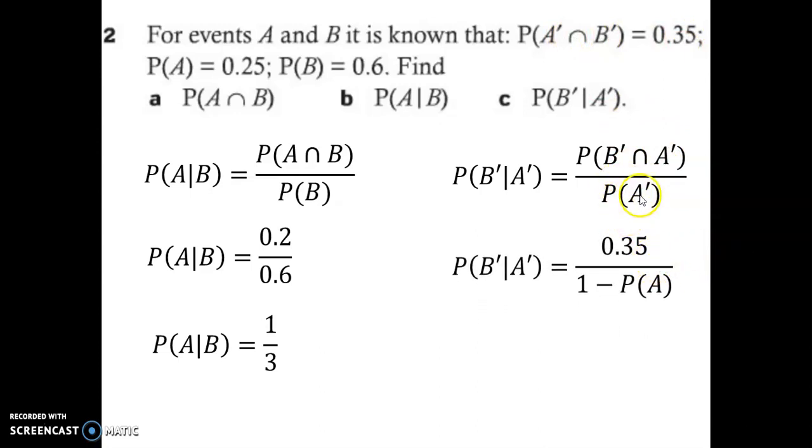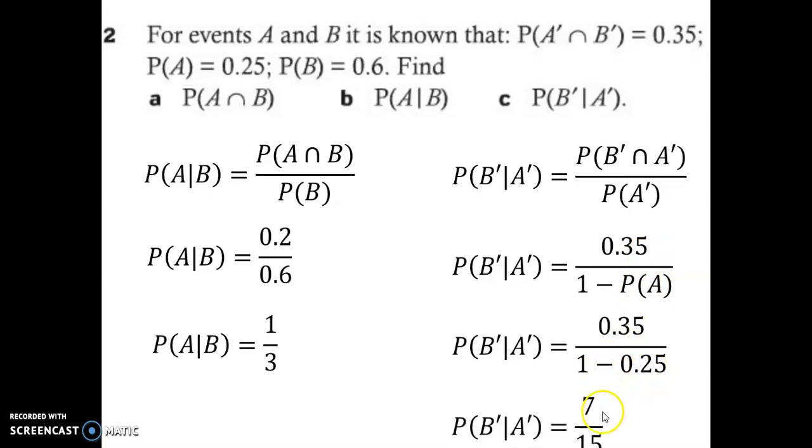And the bottom, probability of A, is the same as 1 minus probability of not A, which is 1 minus probability of A, which we know is right here. So 0.35 over 1 minus 0.25, and that gives us 7/15. All right, that was number 2.